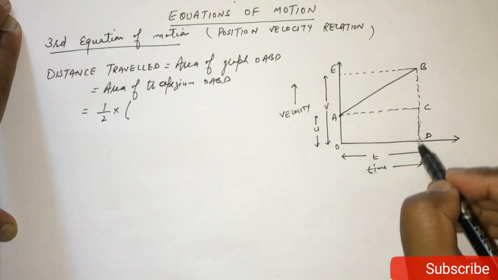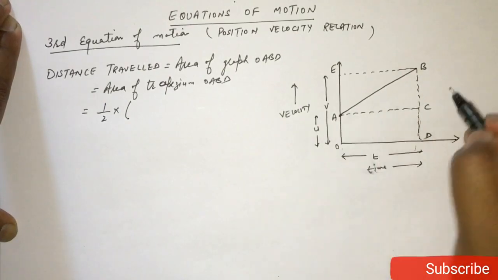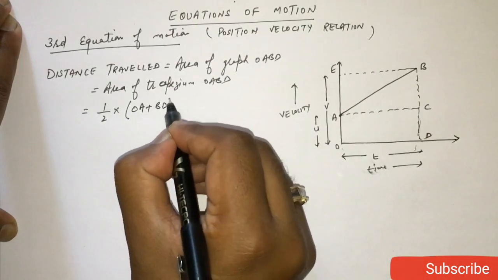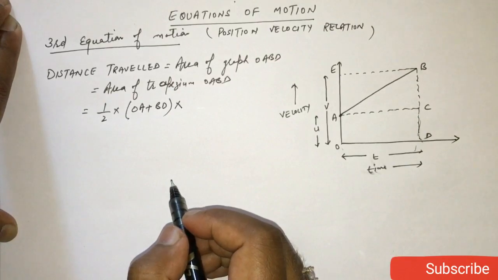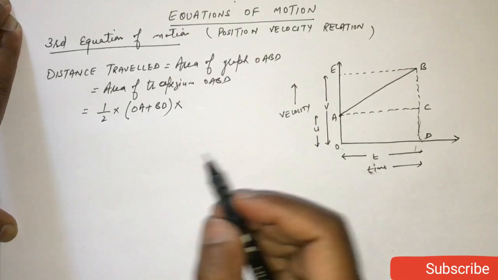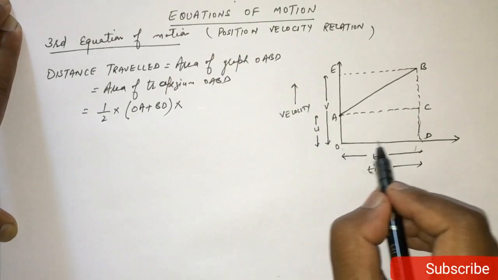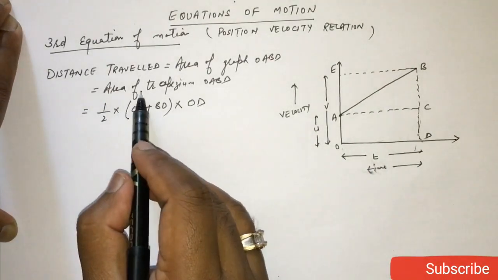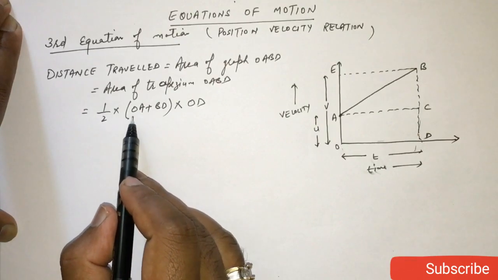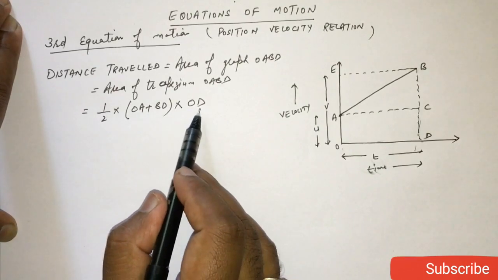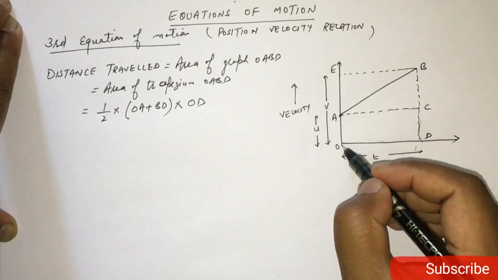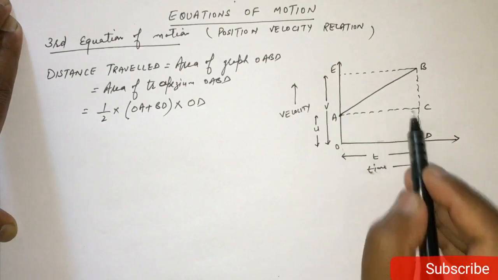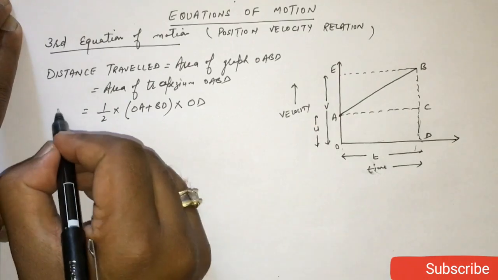So here is the trapezium. The parallel sides are OA and BD, OA plus BD, into the perpendicular distance or the height, that is OD. I am repeating again, the area of a trapezium is half into the sum of parallel sides into height. So the sum of parallel sides are OA and BD and the height becomes OD or AC. Fine. Now put the values.